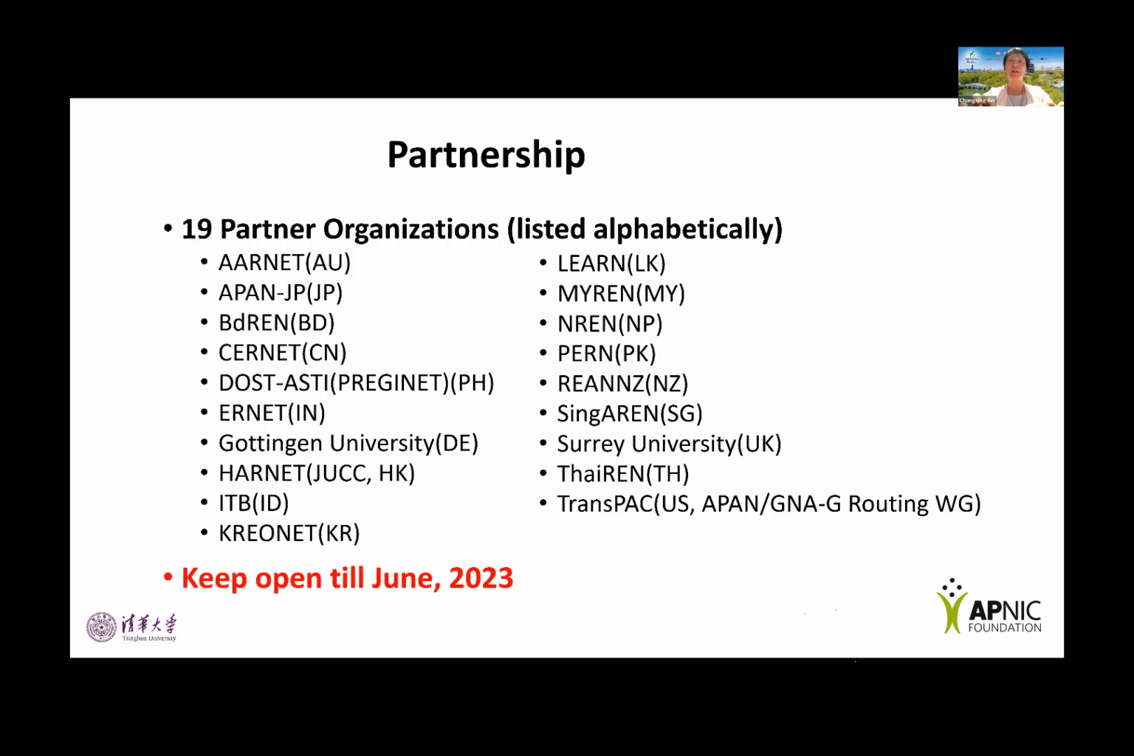Now we have 19 partners. They are AARNet, APAN-JP, BdREN, CERNET, DOST-ASTI, ERNET, Gottingen University, HARNET, ITB, KREONET, LEARN, MYREN, NREN, PERN, REANNZ, SingAREN, Surrey University, ThaiREN, and TransPAC. The project will keep open until June 2023, and you are welcome to join us.